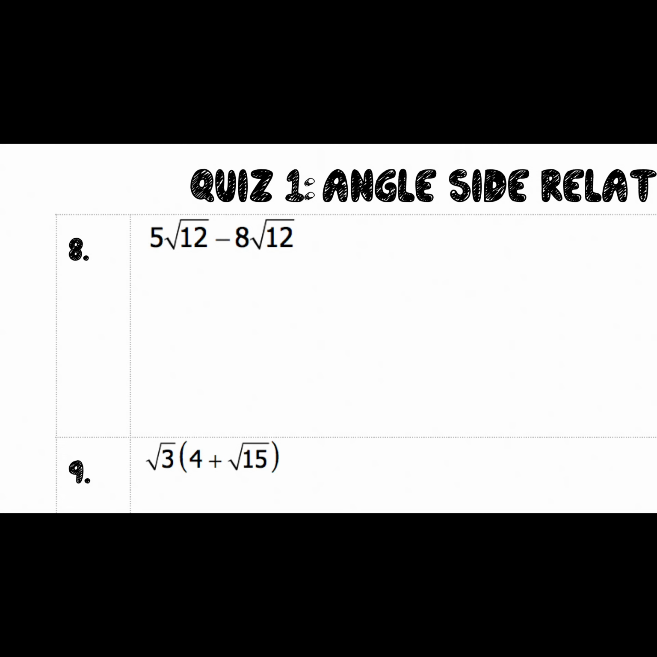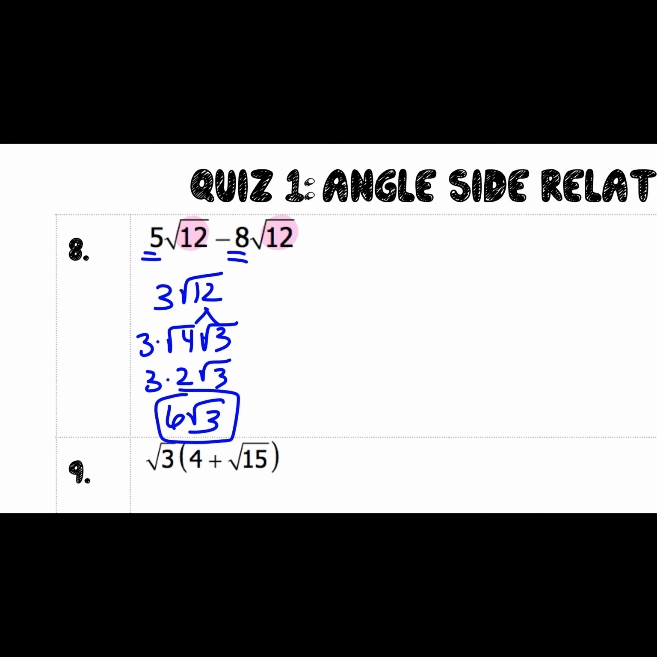Okay, problem number 8. Here we can see that we're subtracting. We already have like radicals, so we don't need to do anything there. So we can just do 5 subtract 8, and that gives me 3 radical 12. Now a lot of you probably stopped here, but 12 can be simplified still. This is 4 times 3, so I know this is 3 times the square root of 4 times the square root of 3. And the square root of 4 is 2, so we get 3 times 2 times the square root of 3, which is 6 square root of 3. And that should have been the final answer for problem 8.